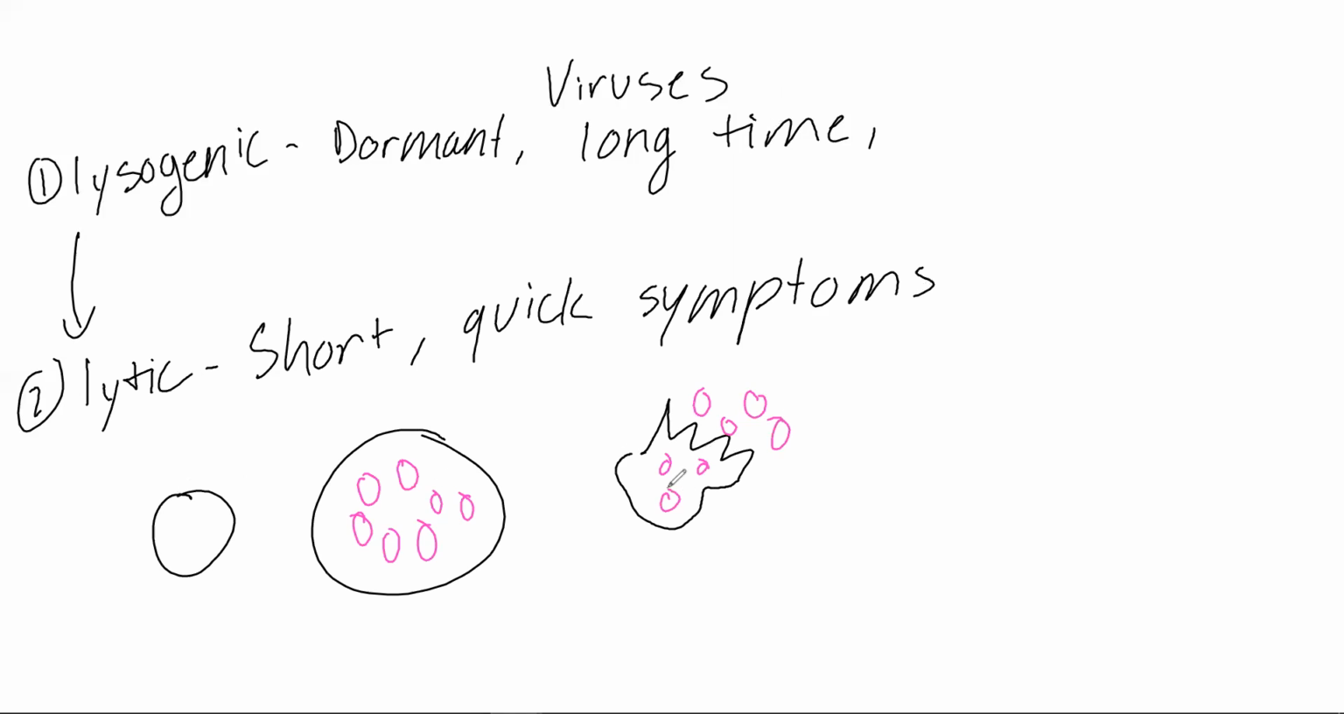Pretty simple stuff. The lytic cycle, remember, lysogenic, longer word, longer cycle. It's dormant. It takes a long time. Lytic cycle, shorter word, short. Just make the cell go boom. Other than that, that's everything.